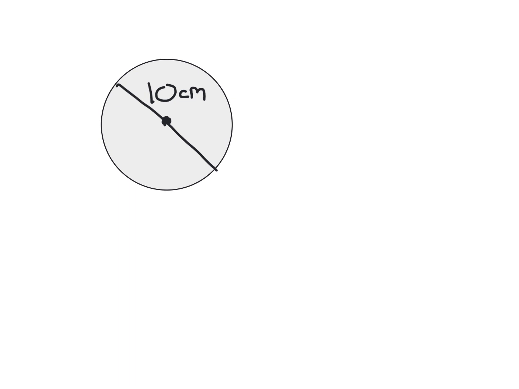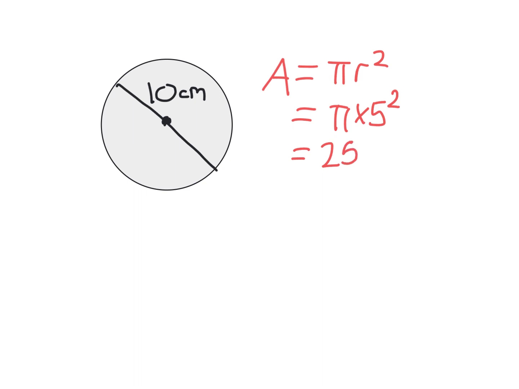So here is a circle with diameter 10. Now you should already know that the area of a circle is pi r squared. If the diameter is 10, the radius is 5. So the area of this circle is pi times 5 squared. So pi times 5 squared, exact answer is 25 pi. That is the exact area. If you put it on your calculator to 2 decimal places, it's about 78.54.